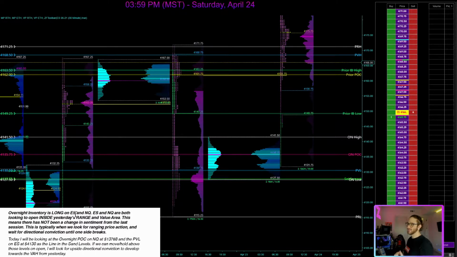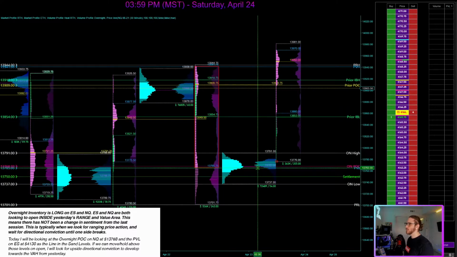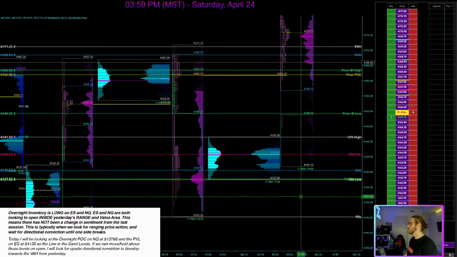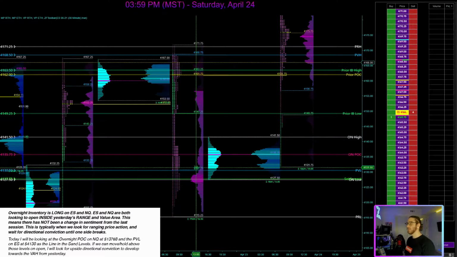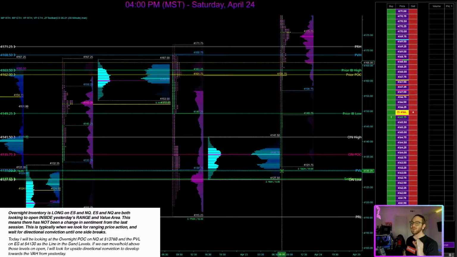So with that said, today I was looking at the overnight point of control on NQ at 13,768. You can see that was right down here. And I was looking at the prior value low on ES at 41.30. And you can see that was right here. And very, very nicely enough, those levels ended up being our lows for the day.